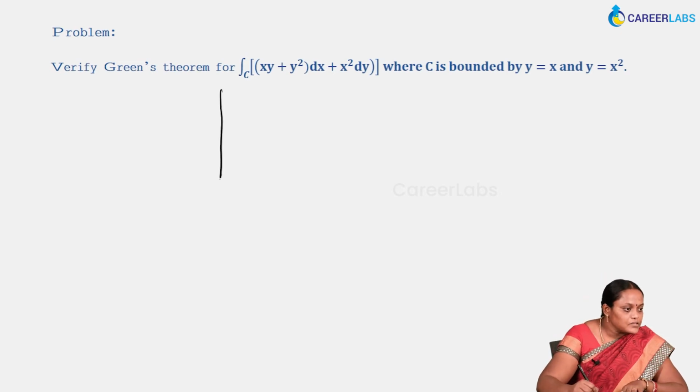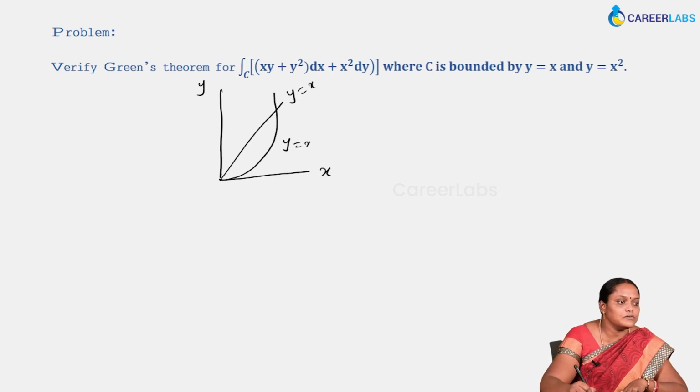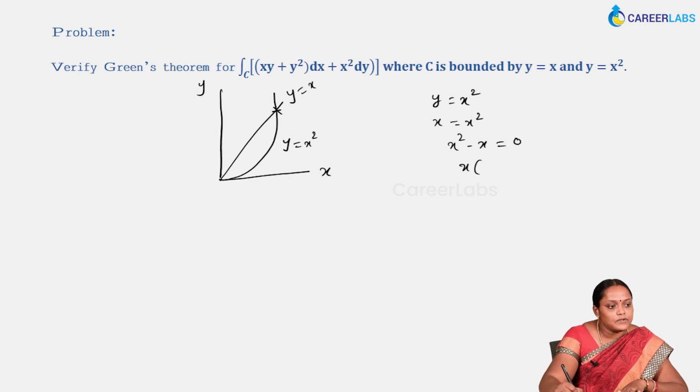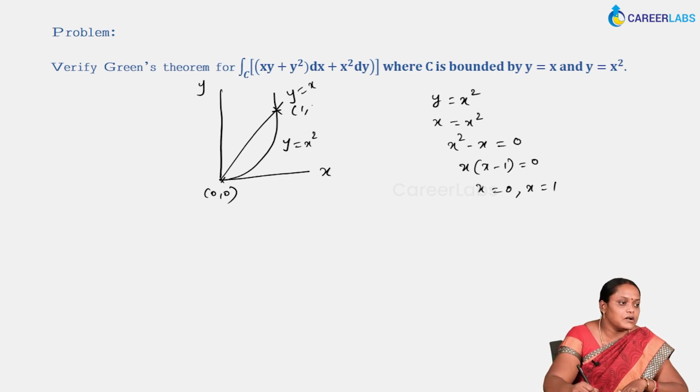Let us draw the x axis and the y axis. y equal to x is a straight line passing through the origin, and y equal to x square is the parabola which opens upward. The point of intersection of these two: substituting x in the place of y, we get x equal to x square, or simply x square minus x equal to 0. Taking x common, x into (x minus 1) equal to 0, which implies x equal to 0 and x equal to 1. So the coordinates are (0, 0) and (1, 1).